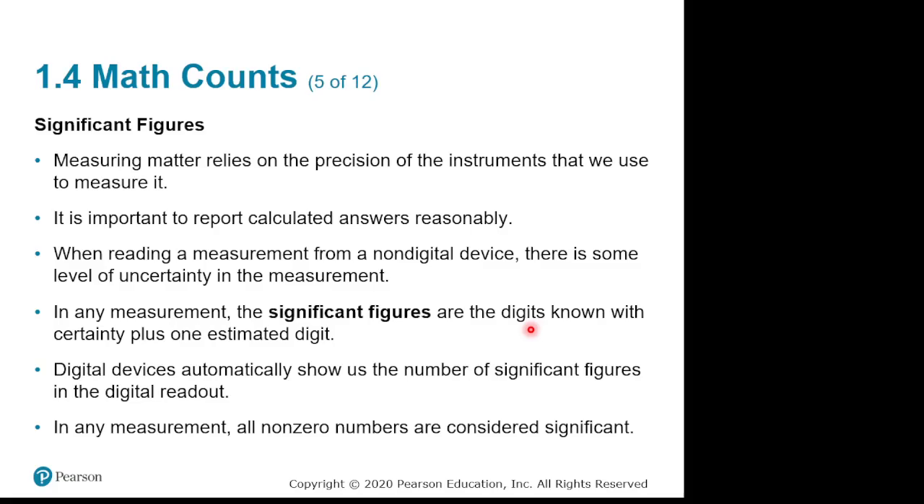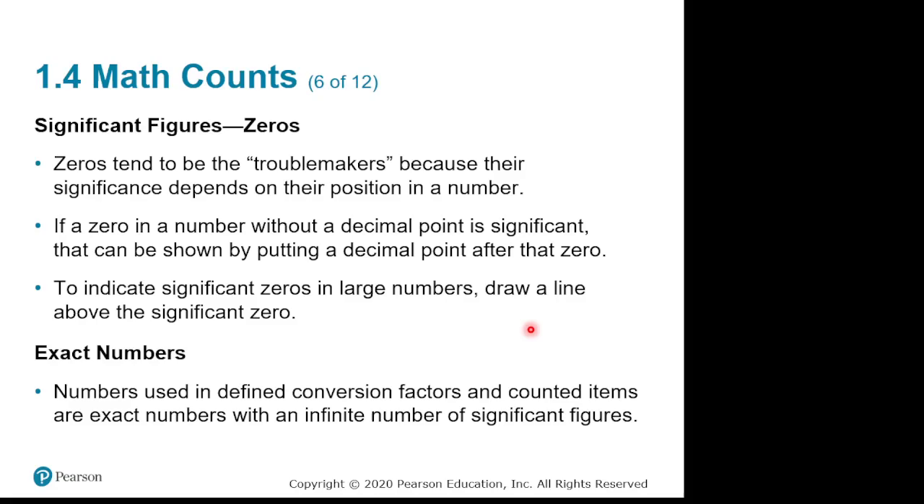Now, in any measurement, all non-zero numbers are considered significant. If you have a non-zero number, it's automatically going to be considered significant, because the only reason you would put a non-zero number in is because it's significant, right? I don't have to put a 7 there, do I? If it was 30, I put a 30, right? Okay. Zeros are different, though, aren't they?